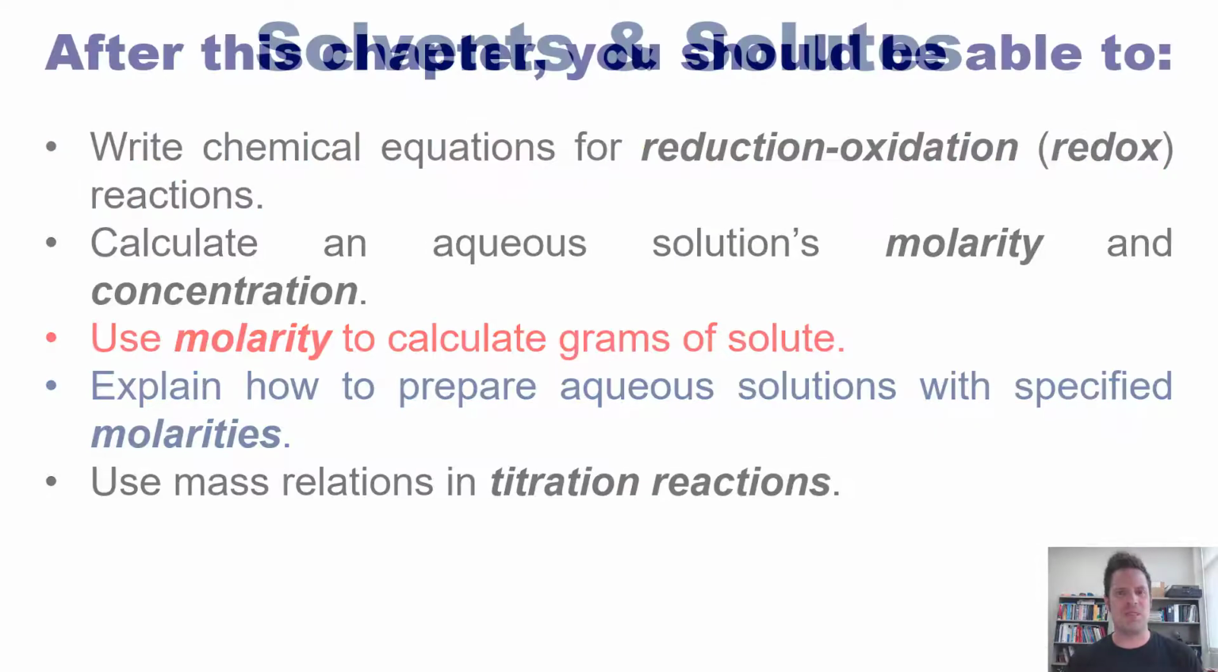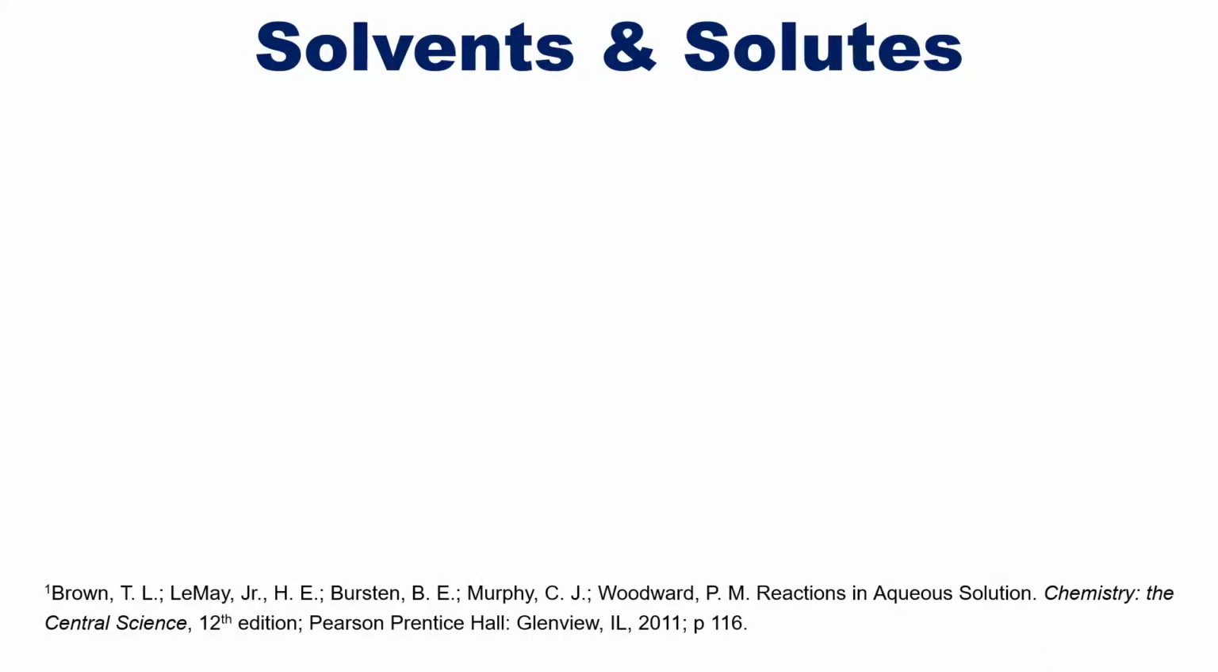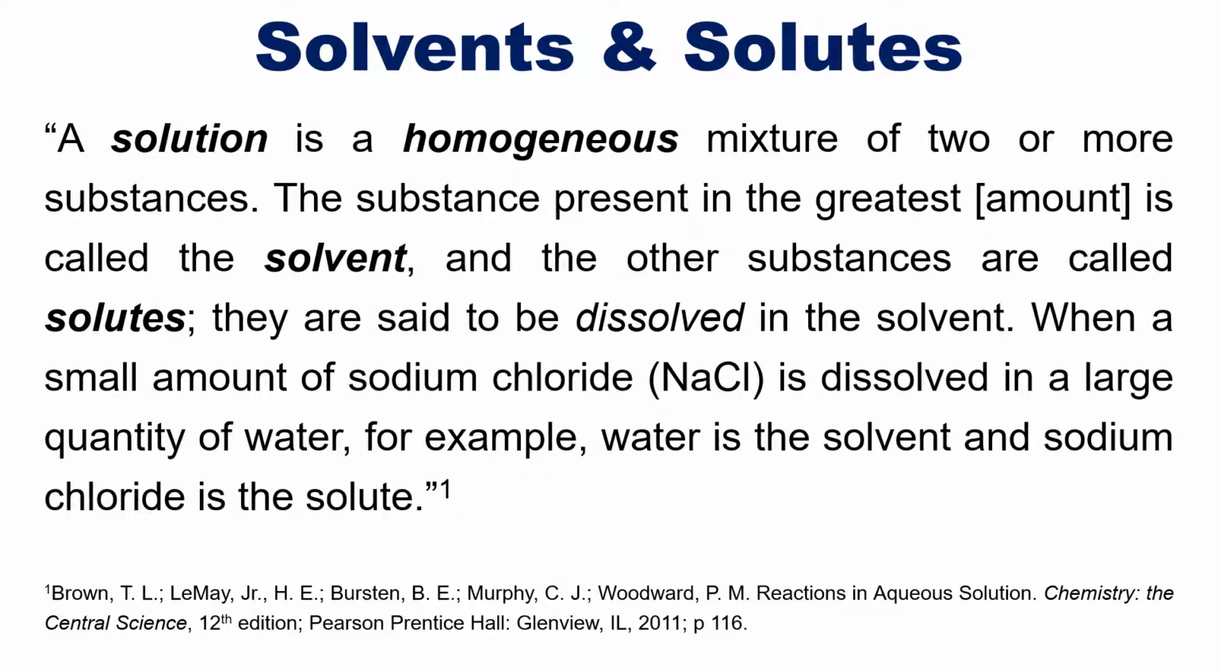So let's get started. According to a quote taken directly from my suggested text for this class, which is this one referenced down at the bottom of this slide, a solution is a homogeneous mixture of two or more substances. The substance present in the greatest amount is called the solvent, and the other substance or substances are called solutes. They are said to be dissolved in the solvent. When a small amount of sodium chloride, NaCl or table salt for example, is dissolved in a large quantity of water, water is the solvent and sodium chloride is the solute.